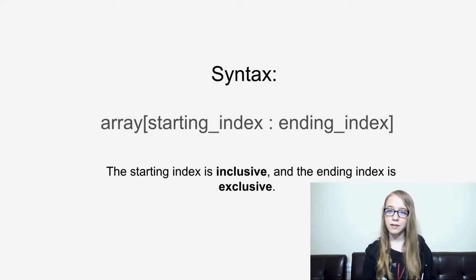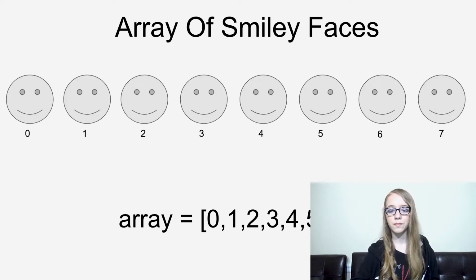The syntax for slicing is the array name, an opening bracket, the starting index, a colon, the ending index, and a closing bracket. The starting index, when you slice, is inclusive, and the ending index is exclusive. I'll show you what those mean in this example.